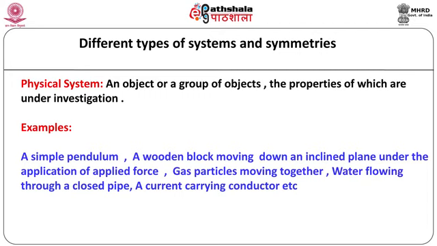We know a simple pendulum. We might be interested in deriving a formula for its time period. One may be interested in knowing the time needed for a wooden block in moving down an inclined plane through a specified distance under the action of gravity. All such are the examples of physical systems. We may describe a physical system as an object or a group of objects, the properties of which are under investigation. As an exercise, will you try to name 10 examples of physical systems?